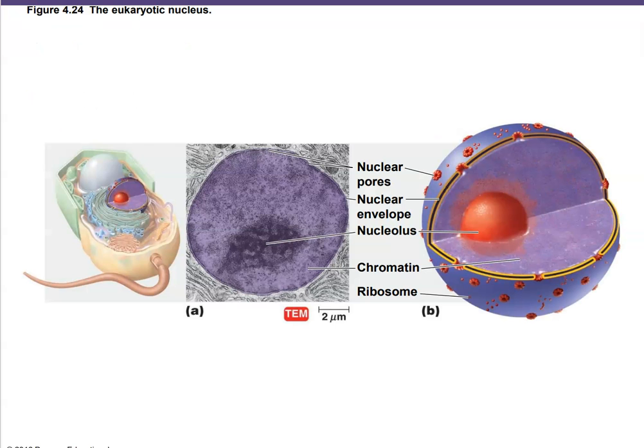So here we have a diagram of a nucleus, nice and big. You can see in red this thing here. That's the nucleolus, the little nucleus. That's the site of ribosomal RNA synthesis.